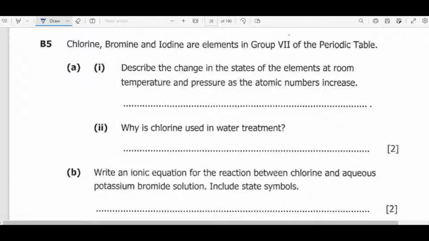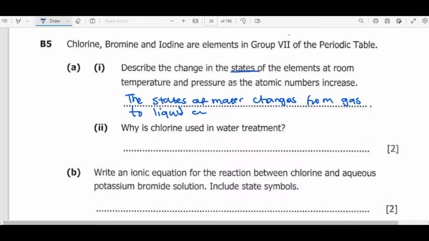So we are looking at the states of matter. So say the states of matter change from gas to liquid and from liquid to solid.